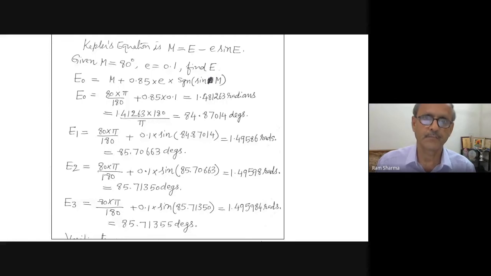Now, M plus 0.85, the same Danby's method, into e into signum sin M. Because sin 80 is positive, we just write a plus sign. So 80 degrees we have to convert into radians: pi by 180, 0.85 into 0.1. So the value will come in radians. You can convert it into degrees. Now this is only the first estimate you have to get.